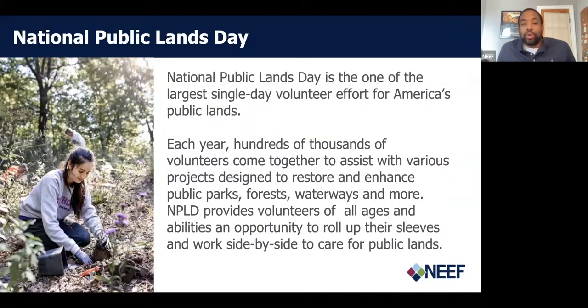National Public Lands Day is one of the nation's largest single-day volunteer efforts for America's public lands. Each year, hundreds of thousands of volunteers come together to assist with various projects designed to restore and enhance public parks, forests, waterways, and everything in between, from your iconic large national parks to your local urban green spaces, and really everything in between. National Public Lands Day is a celebration and an opportunity to get out and care for public lands of all types and sizes. NPLD provides volunteers of all ages and abilities an opportunity to roll up their sleeves and work side by side to care for public lands.